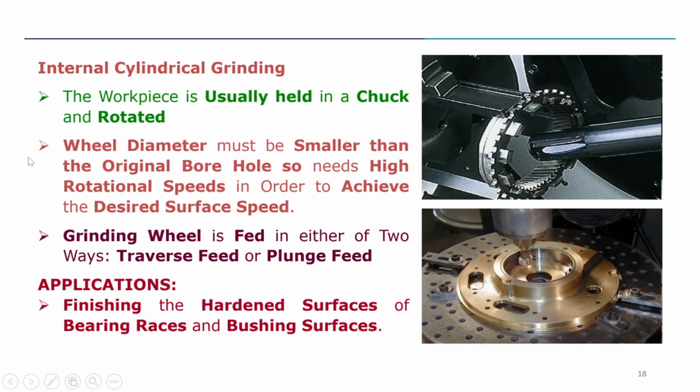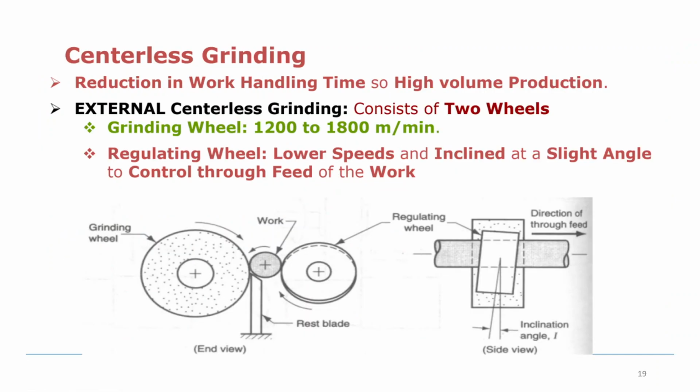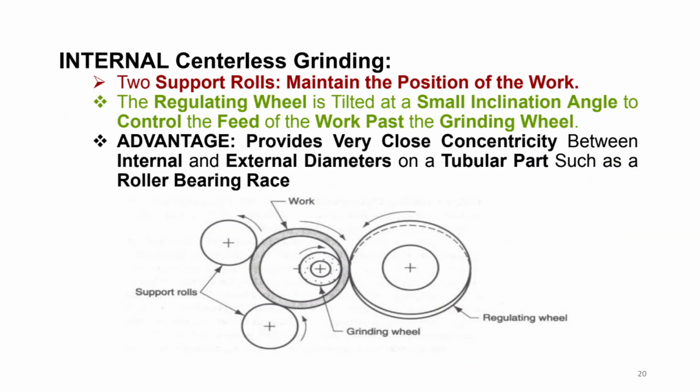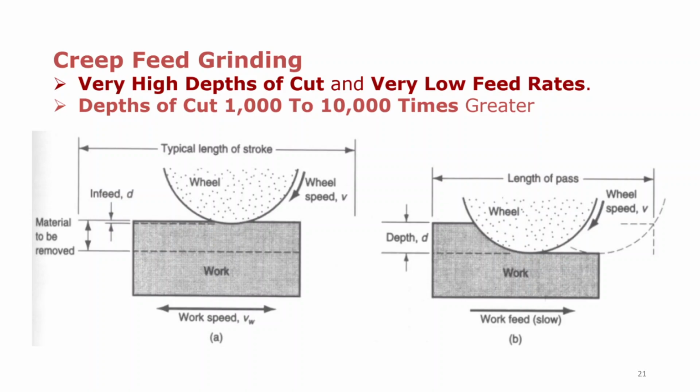Then you have internal cylindrical grinding, then centerless grinding, where you'll be having a regulating wheel which will be moving at a slower speed. Internal centerless grinding, creep feed grinding, which will be having very higher depth, but feed rate, which is movement of this wheel in this direction, will be very slow.